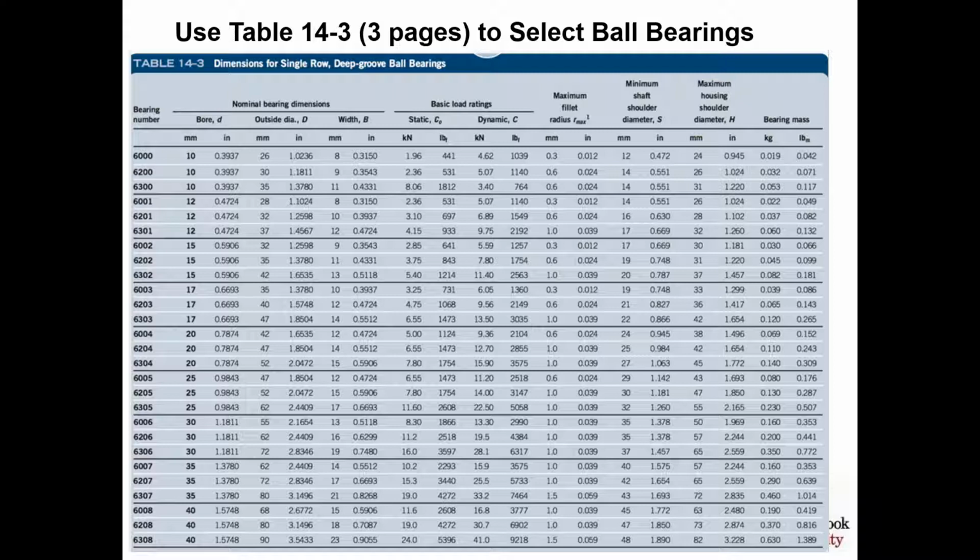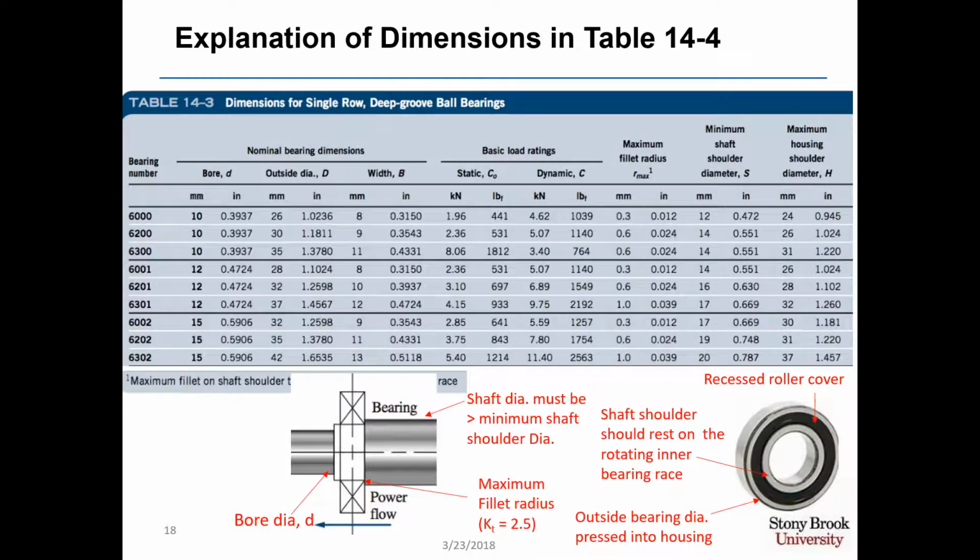They give you a minimum shaft shoulder diameter, which is the larger diameter pushing against the inner race of the bearing. They tell you what the maximum housing shoulder diameter is too, and they even give you the mass of the bearing, so that saves you the trouble of having to weigh it when you want to figure out what the mass is of your entire transmission. Let's take a look at the bottom of this chart so we can make sure you have a good mental model of what these dimensions mean.